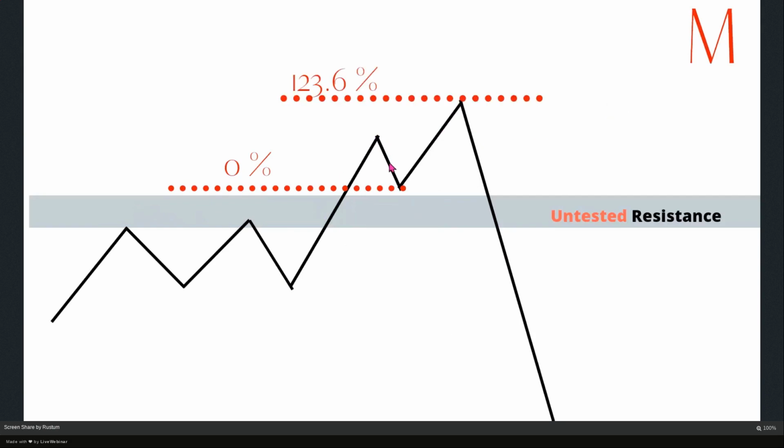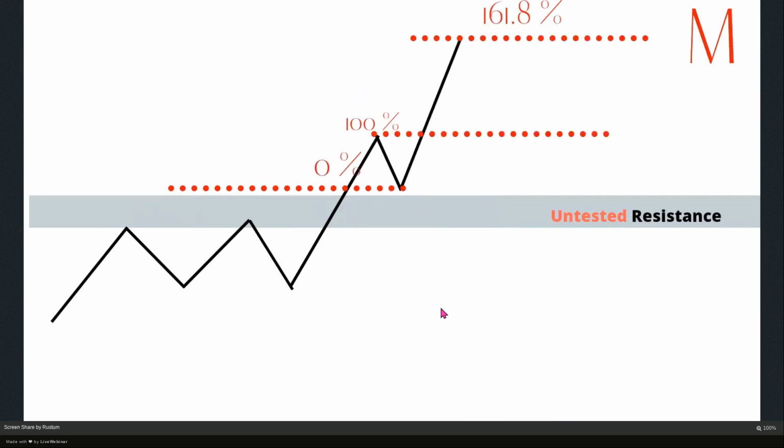So you have your Fibonacci pull down, and then that is a 121.3. This is the highest that the M can go. And then you have the 161.8. Let me just explain that with a pen.